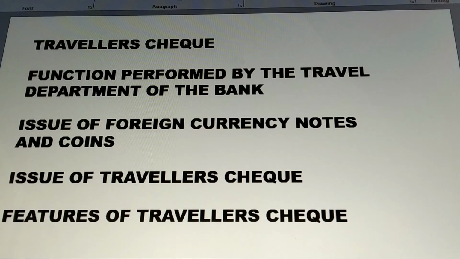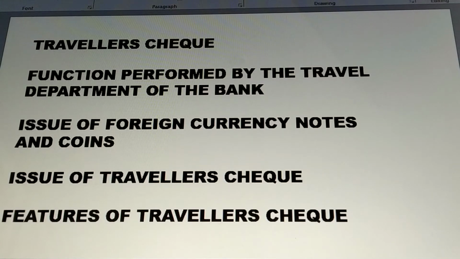Today we are going to deal with the next subtopic from the chapter International Trade. Our subtopic for today's class is Traveler's Check. Under that, we will see the functions performed by the travel department of the bank, issue of foreign currency notes and coins, then issue of traveler's check and features of traveler's check.